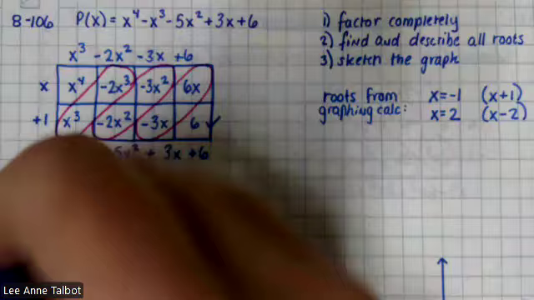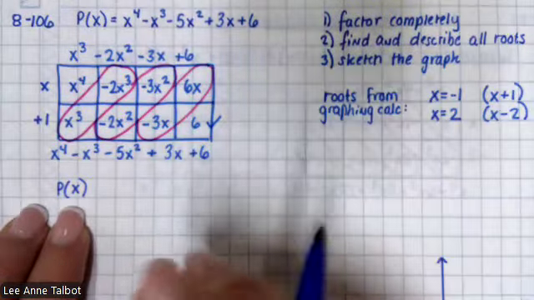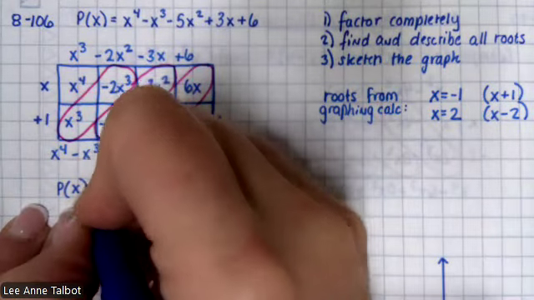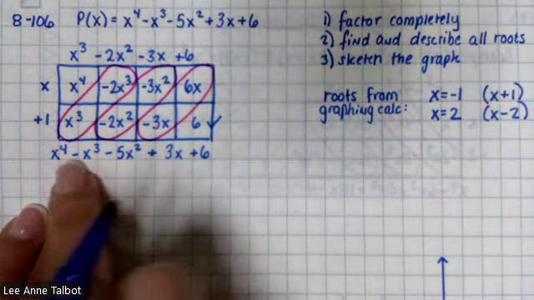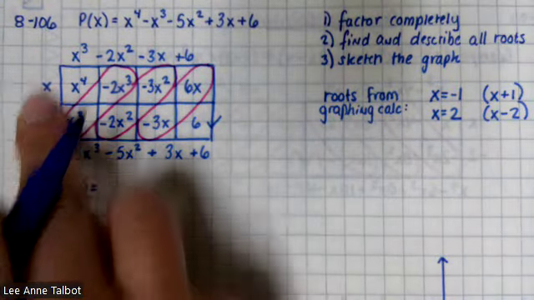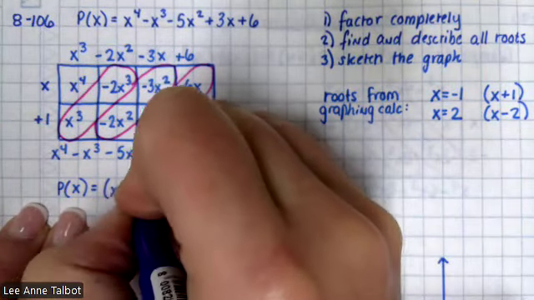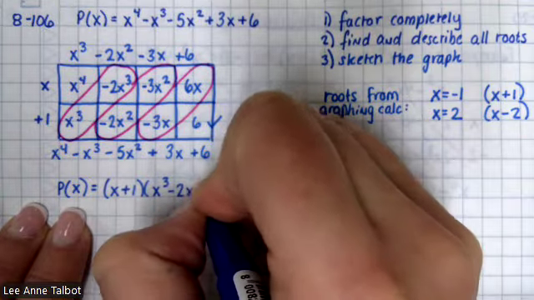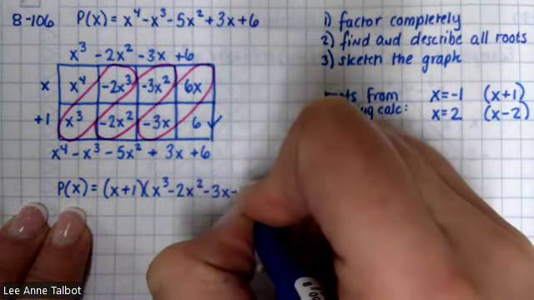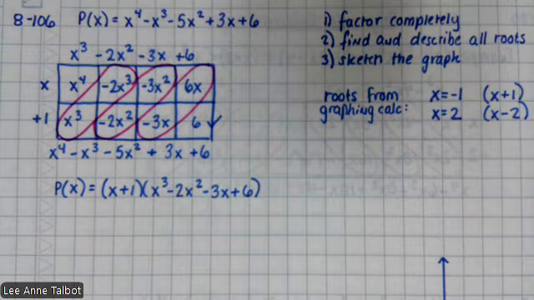Okay, now I'm going to write a factored form here. So this is my current status. I know that this, my original problem, factors to be this times this. Okay, cool. So that's kind of like my current status.